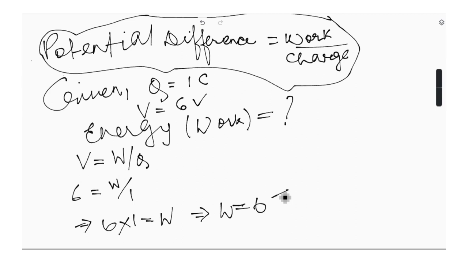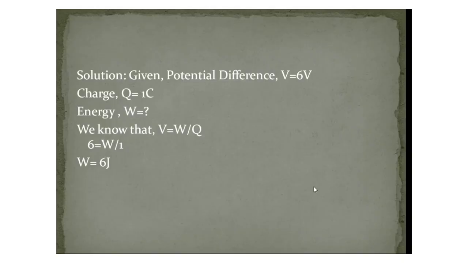What is the SI unit of work done? Joule. So work done or energy is how much? 6 joule. So students, I hope you understood the solution to problem number 2. You can pause the video and note down the steps of the solution from here.